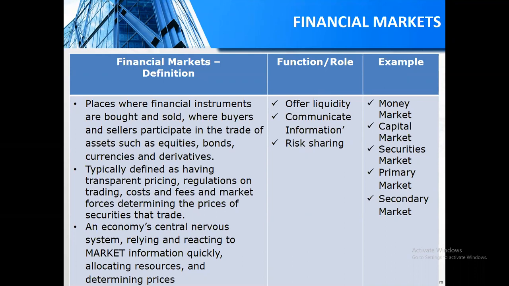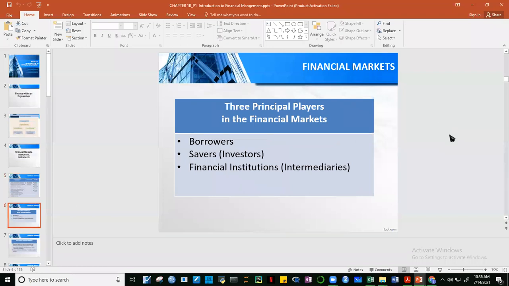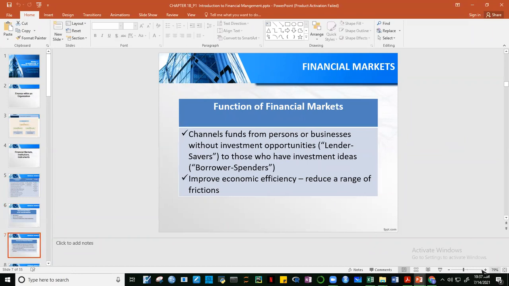Okay, so that's just the basic definition of financial markets. Okay, so let's take a look at three principal players in the financial markets. There are the borrowers, the savers, and the financial institutions. So we said that in a market, we have, quote-unquote, borrowers, savers, and intermediaries. Those that help connect the borrowers and the savers. Okay, moving on, guys. Another function of financial markets.